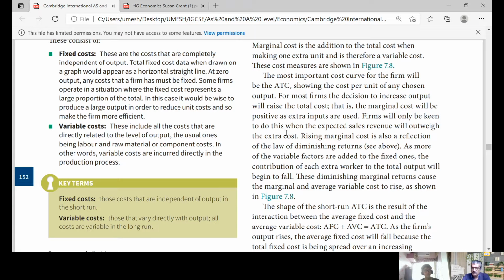Firms will only be keen to do this when the expected sale revenue will outweigh the extra cost. This is the most important line, underline it. Firms will only be keen to add the cost if the sales revenue will outweigh the extra cost. That means here they want to say that, if you remember, MC is equal to MR, marginal cost is equal to marginal revenue.